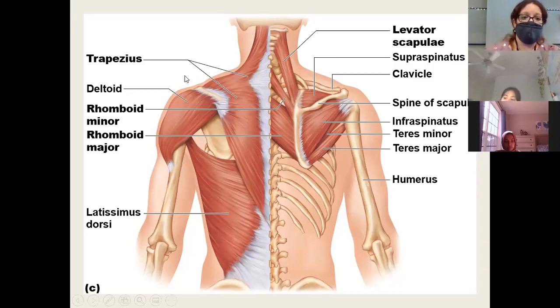Oh, and the rhomboids, minor being smaller. It would be supra-rhomboid, but it's the rhomboid minor because it's smaller, and then here's the rhomboid major. That's really important too. The levator scapulae, rhomboid minor and rhomboid major, you can see are hiding underneath the trapezius on this side. And if you moved the deltoid out of the way, that's where you get the supraspinatus, the infraspinatus, and the teres minor and major as well.